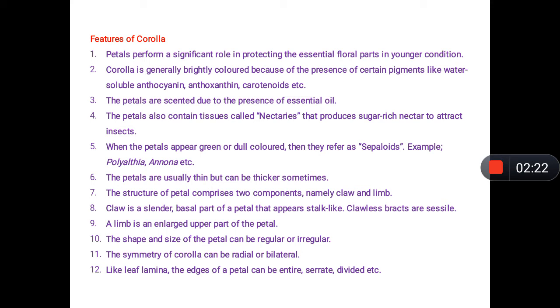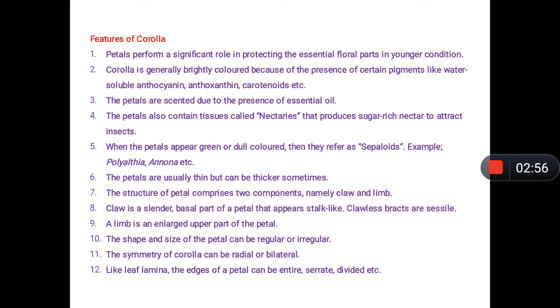Corolla is generally brightly colored because of the presence of certain pigments like water-soluble anthocyanin, carotenes, etc. Petals are scented due to the presence of essential oils. Best example is rose petals. Petals also contain tissues called nectaries that produce sugar-rich nectar to attract insects like bees.